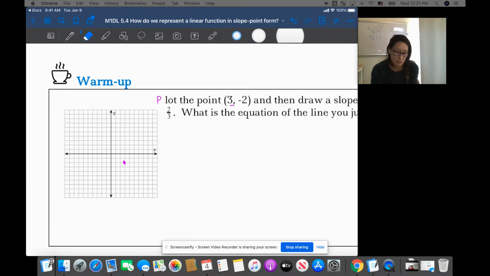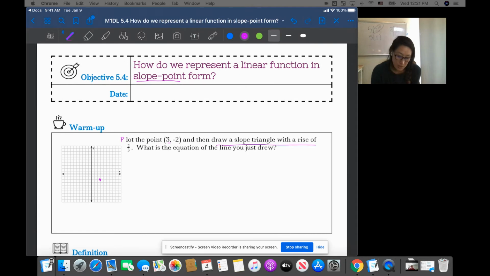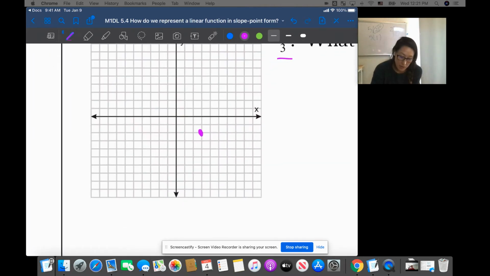Then it says I'm going to draw a slope triangle with a rise of 2 and a run of 3. Then what is the equation of the line? So going back, my rise is 2, my run is 3. So I'm going to go up 1, 2 units, and to the right 1, 2, 3. Place another dot. I'm going to go down, so negative 2 units, and then to the left. So a negative and a negative gives me a positive.